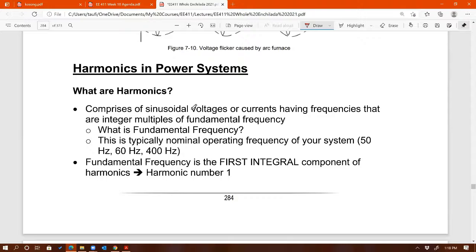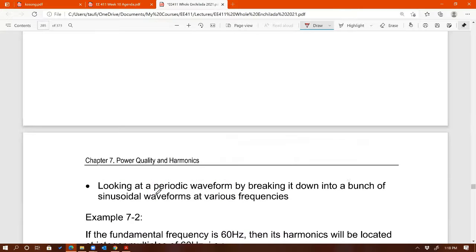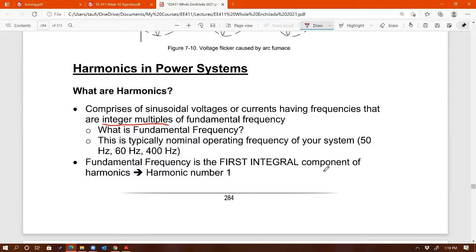Harmonics comprise sinusoidal voltages or currents having frequencies that are integer multiples, as I mentioned earlier. What is the fundamental frequency? This is typically the nominal operating frequency of our electrical systems. Could be 50 hertz, 60 hertz, 400 hertz, what have you. The fundamental frequency is the first integral component of harmonics. So harmonic number 1 will be our nominal operating frequency. If we are operating a 60 hertz electrical system, then the first harmonic will be at 60 hertz.